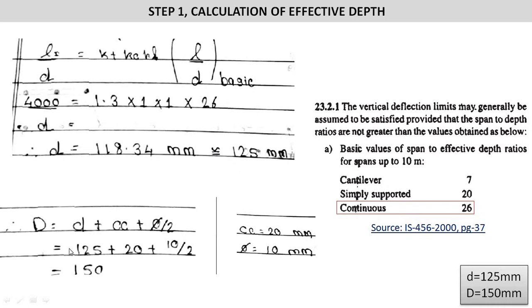Now after calculating small d, or effective d, we will find the overall depth, which means capital D. Capital D is equal to small d plus clear cover plus diameter by 2. The small d is 125, which we have calculated above. We have assumed the clear cover for this slab as 20 mm and the diameter of steel as 10 mm, so clear cover 20 mm and diameter by 2, which is 10 by 2, is 5. So the overall depth we have found as 150 mm. From this the result is small d is 125 mm and capital D is 150 mm.